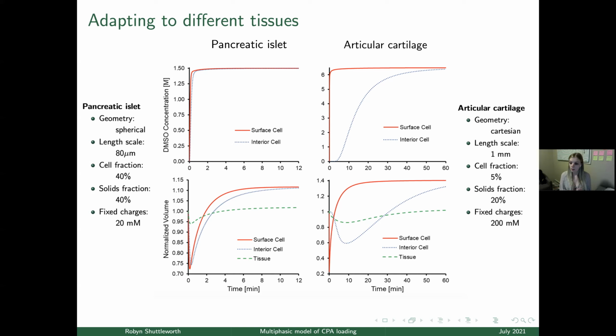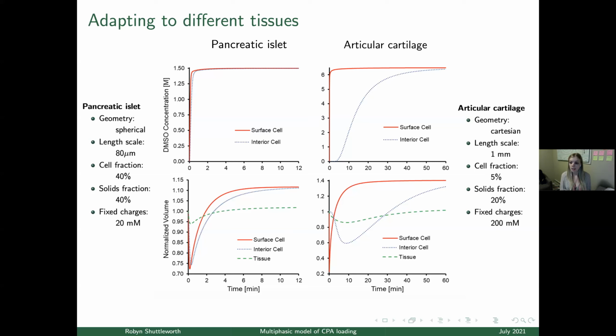The second type of predictions that we can make are on volume changes within the tissue. And again, we can look at this for the surface cell, the interior cell, and also the entire tissue itself. And from this change in volume, we can then calculate the strain or the stress that's placed over the entire tissue. And from these 2 predictions, when we move forward with this model, we can try and minimize both the CPA toxicity and the stress that's placed on this tissue.